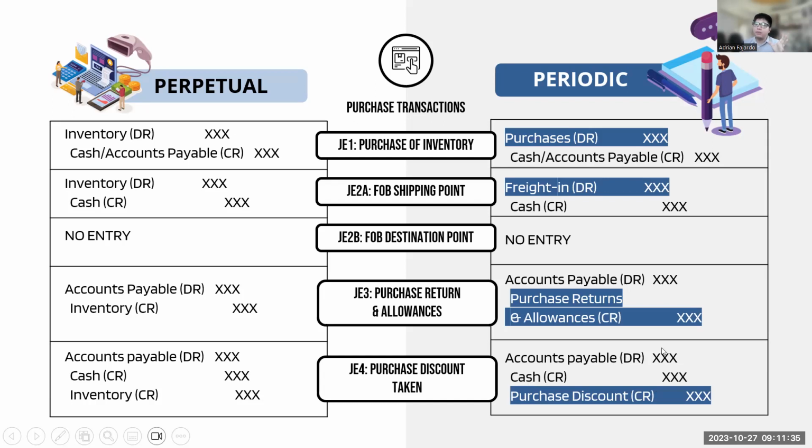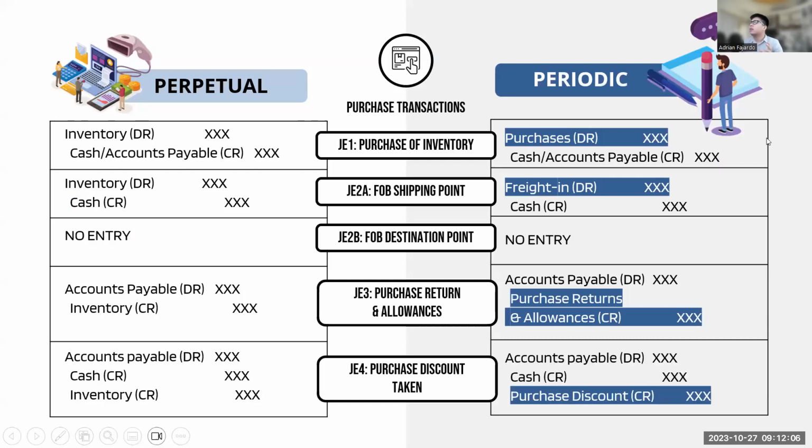So ano lang yung naiba? Sa perpetual, inventory sila lahat, which is a permanent account. For periodic, they will use 4 new temporary accounts na iba-iba yung pangalan. So the clue lang is what happened. So pag purchase, purchases pangalan. Pag freight, freight in. Pag PRA, credit PRA, and pag purchase discount, credit purchase discount. Yun lang. Same journal entries, iba lang yung pangalan.